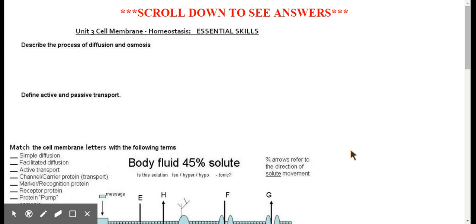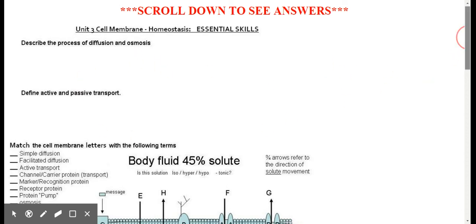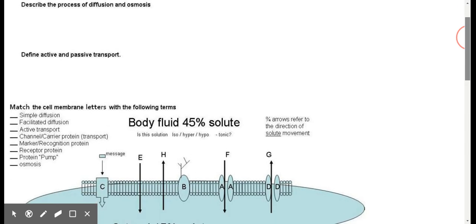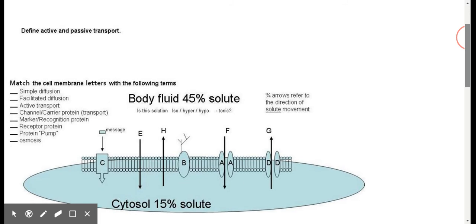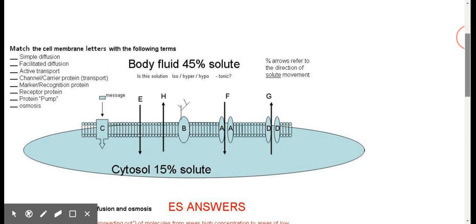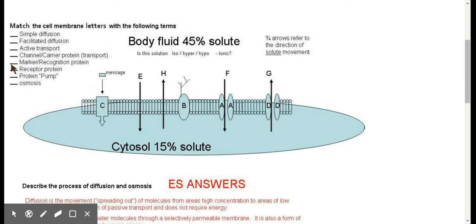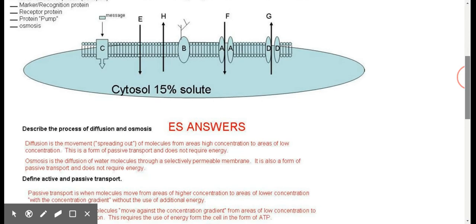This is the set of skills for cell membrane, and the questions are here, but it won't be exactly like this. It'll definitely be a different version this year, but still good enough that it'll be helpful. Here is a picture of the questions with a picture of a cell, and this is the inside of the cell and the outside of the cell, and below are the answers.